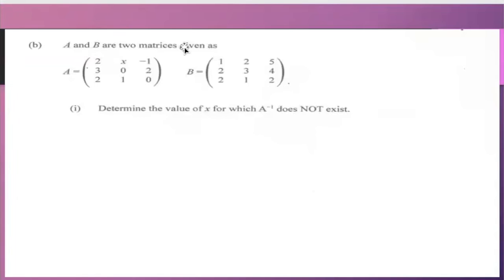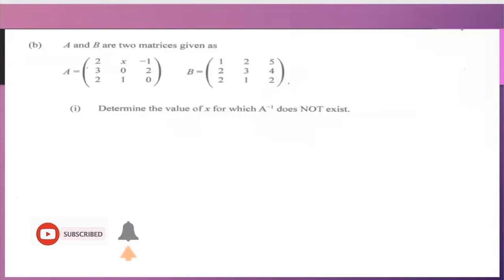A and B are two matrices. A is 2, 3, 2; x, 0, 1; -1, 2, 0. This is a 3 by 3 matrix. Matrix B is 1, 2, 2; 2, 3, 1; 5, 4, 2, which is also a 3 by 3 matrix. We need to determine the value of x for which A inverse does not exist.